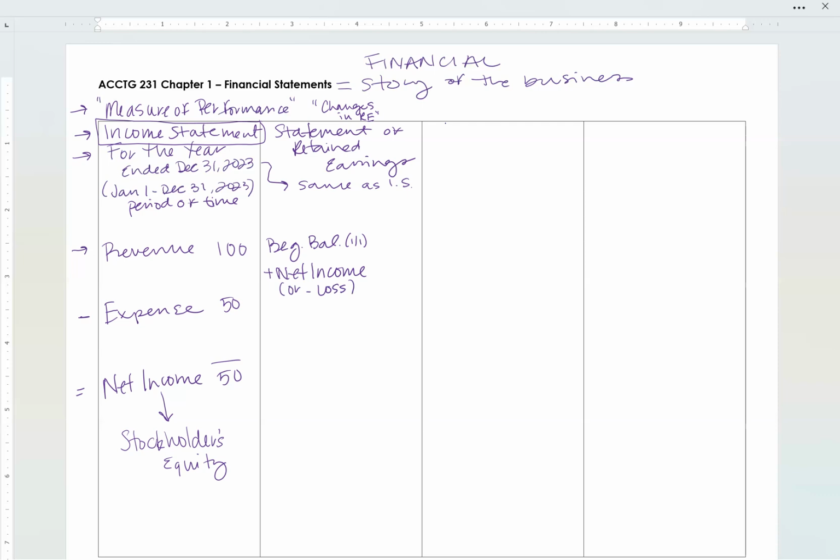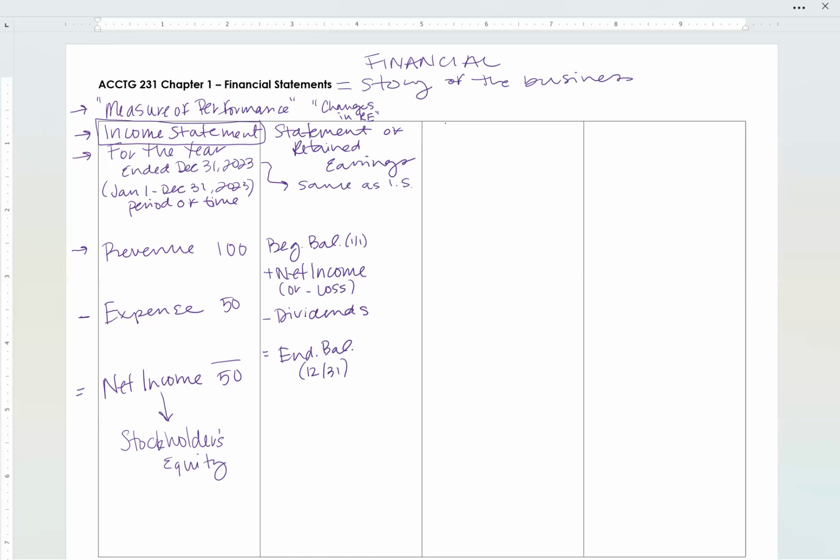If we actually lost money, it's not good to lose money, but we may in early years or even as time goes on. Then we're going to subtract any dividends, so any dividends paid to owners, and that's going to give us an ending balance. And in this case, it's at 1231.